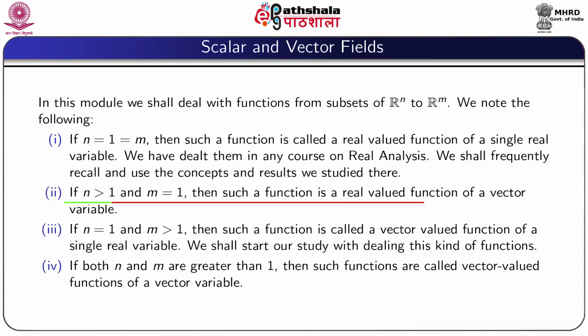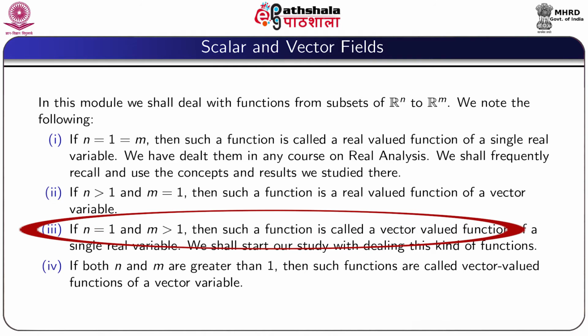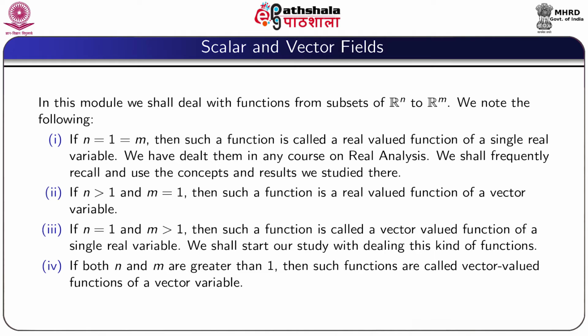Secondly, if n is greater than 1 and m is 1, that means the dimension of the domain space is greater than 1, but that of the codomain is 1, then such a function is called a real valued function of a vector variable. Thirdly, if n is equal to 1 and m greater than 1, that is, the domain is a subset of R, but the codomain is Rm where m is greater than 1, then such a function is called a vector valued function of a single real variable. We shall start our study with this kind of function.